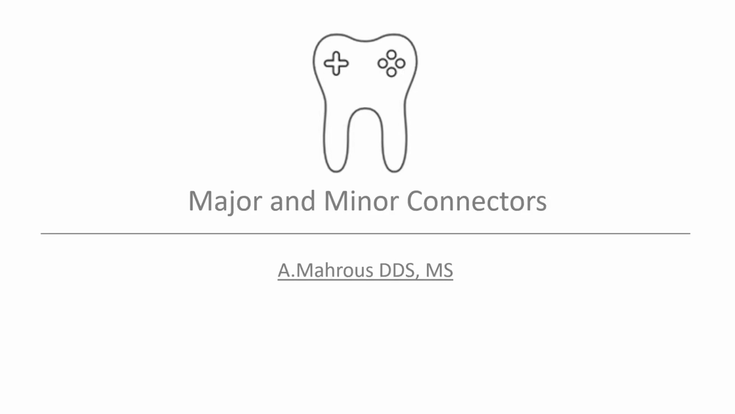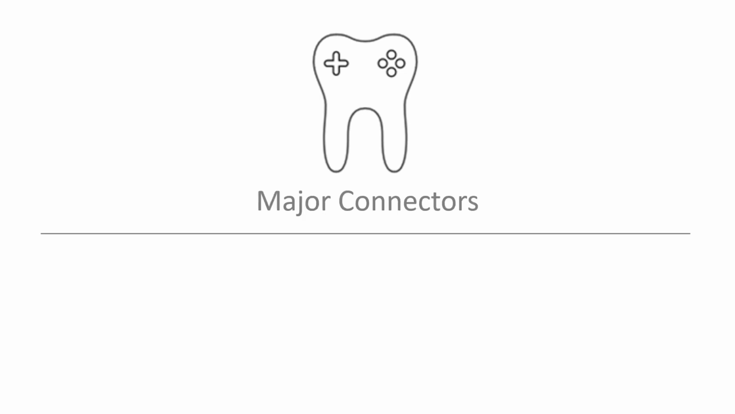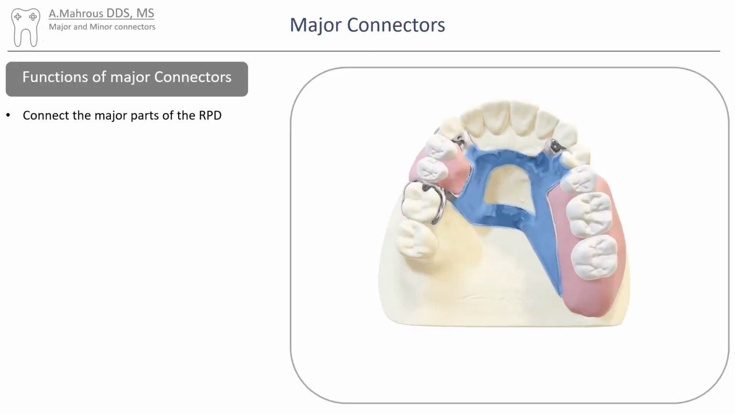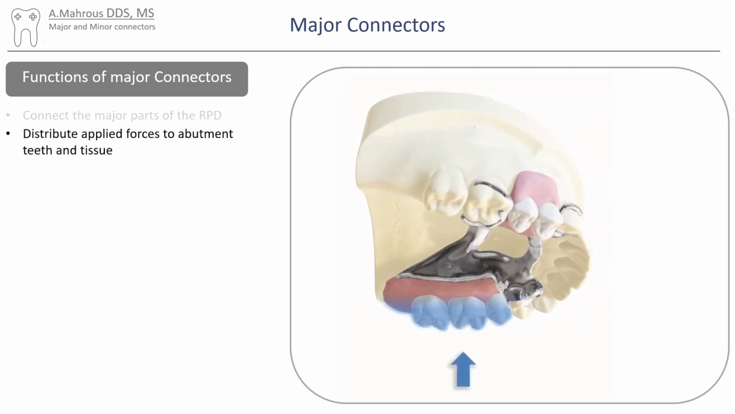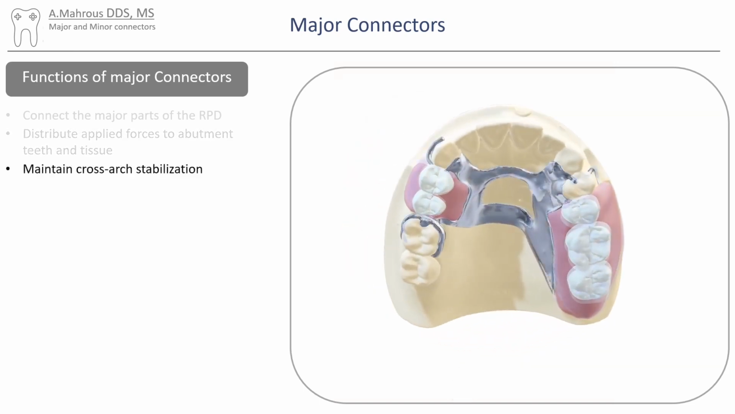Today, we'll be discussing major and minor connectors. Let's begin with major connectors. First up, the functions of major connectors. The most basic function of the major connector is to connect the different parts of the RPD together. The major connector also distributes the applied forces to the abutment teeth and the tissues. Major connectors also contribute to the cross-arch stabilization of the RPD.